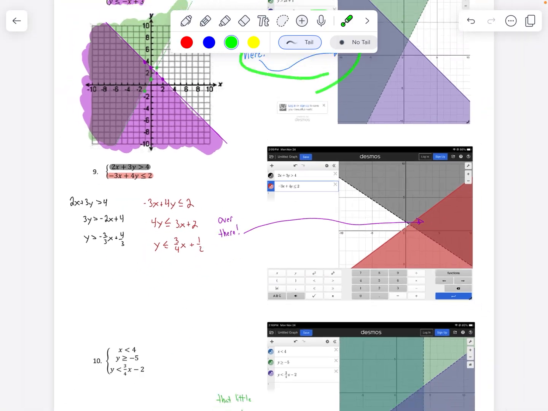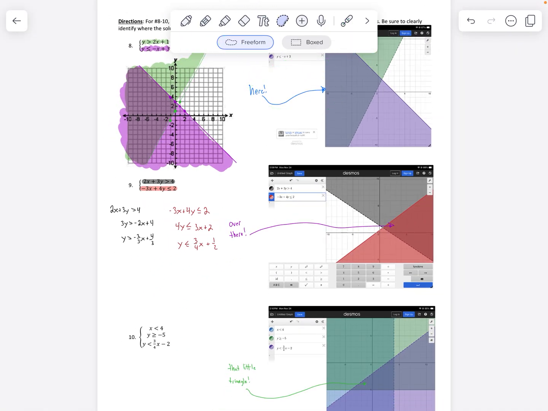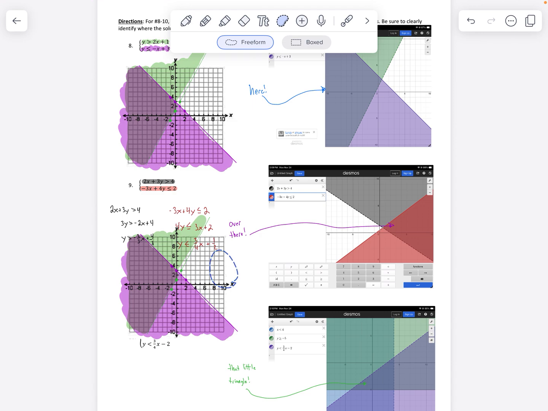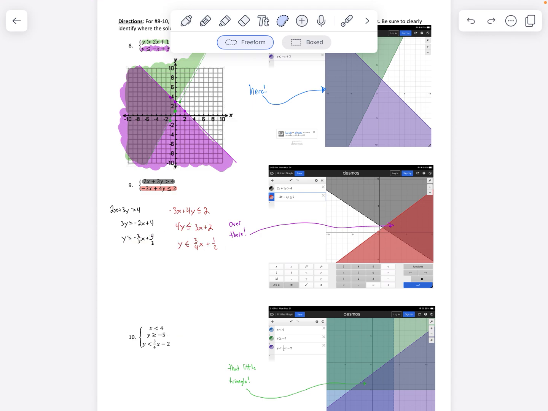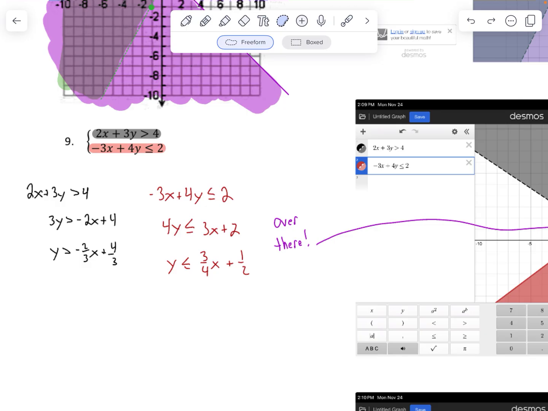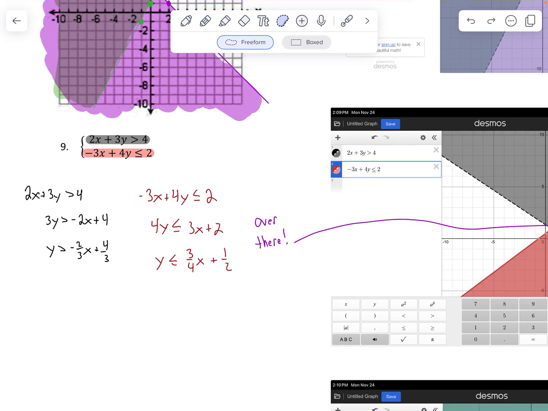All right, on number 9. I didn't want that to happen. Well, on number 9, to graph these, probably the best way, so you know where to shade, is get y by itself, which I've done for the one I highlighted in black or gray. I subtracted 2x divided by 3 to get this. And then the red one, I add 3x and divide by 4 to get this.